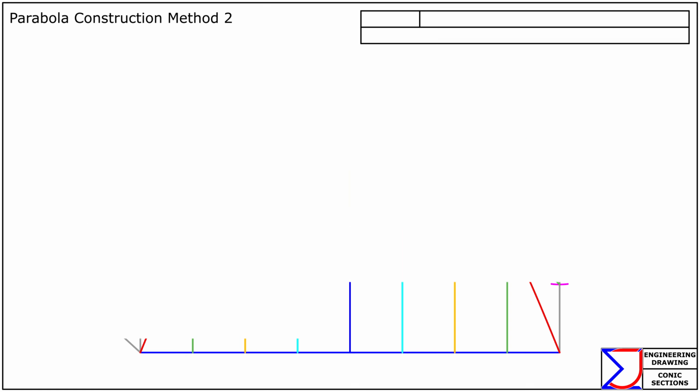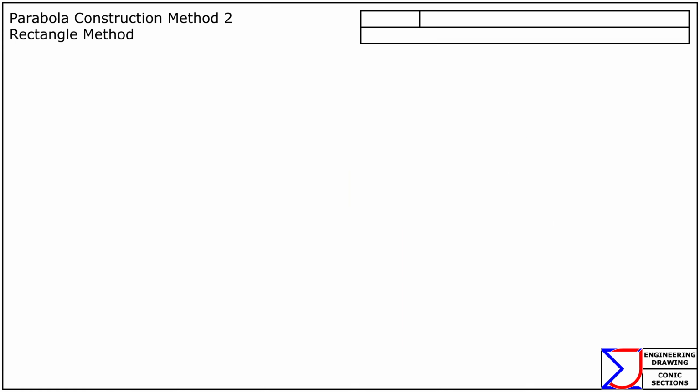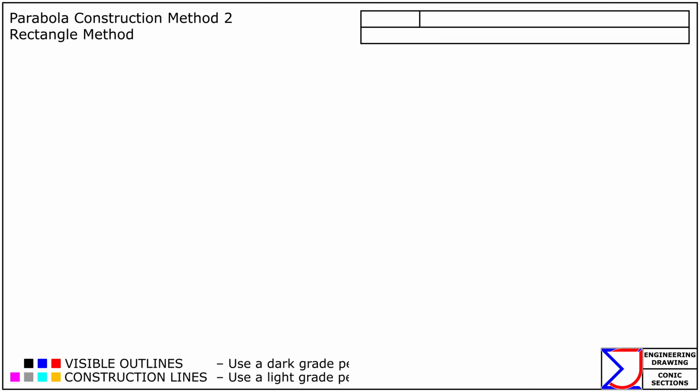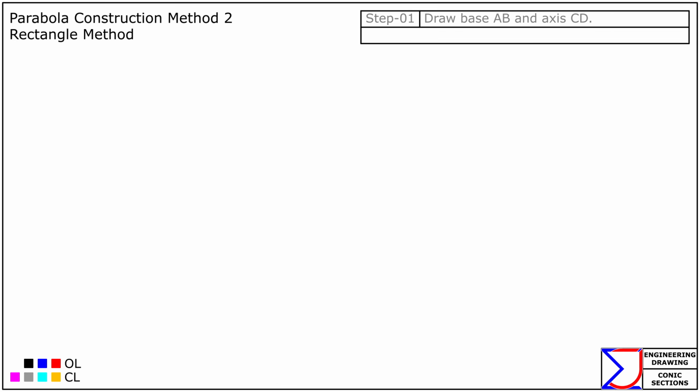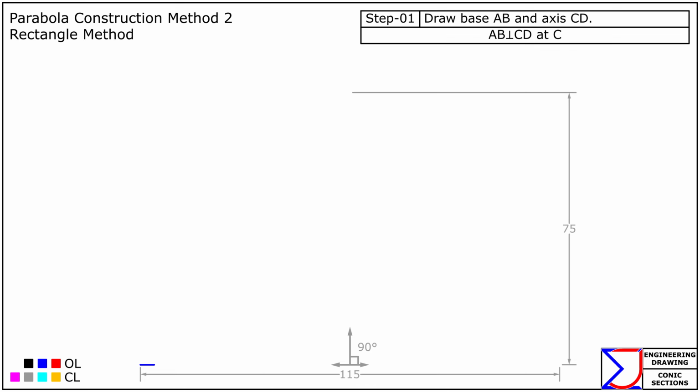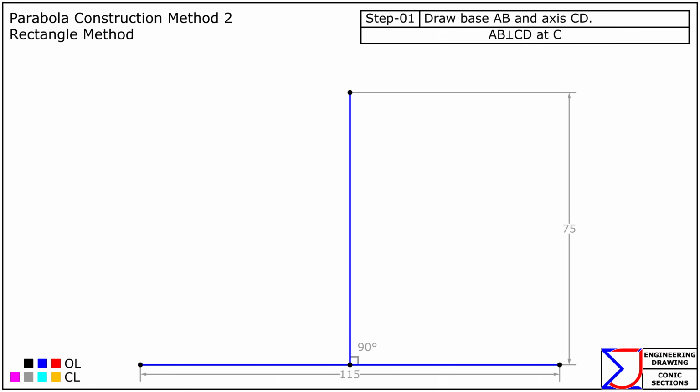Parabola construction method 2. Let's proceed with the rectangle method to construct the parabola, having a base of 115 mm and an axis of 75 mm. First, draw the base AB and the axis CD with the specified lengths, ensuring they intersect at right angles and that CD bisects AB.